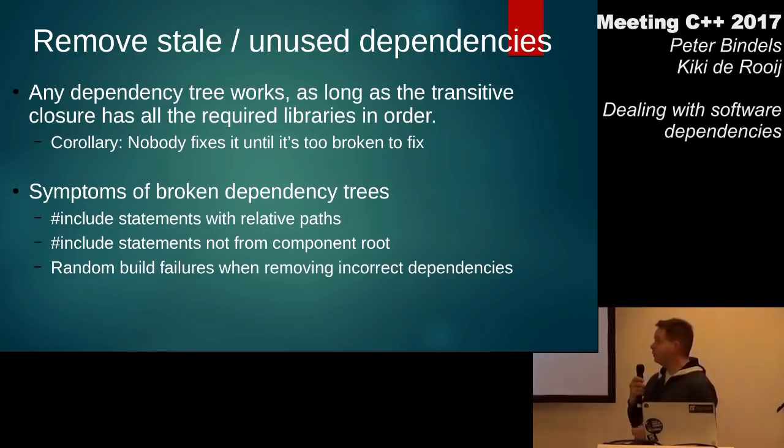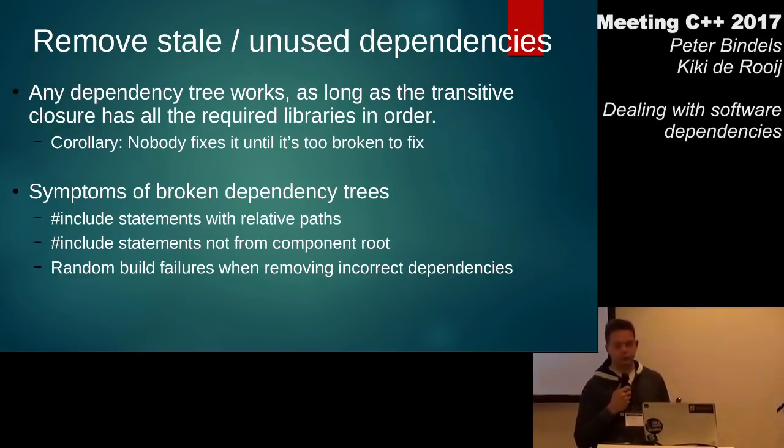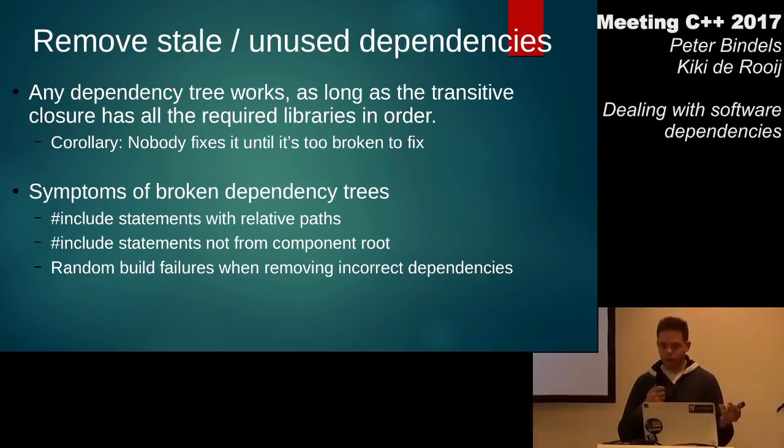And you will get random build failures when you're removing incorrect dependencies or when you're adding one that should have been there. Because somehow the link order changed and things are now not being found anymore because somebody forgot a link, and that's the reason why it's now in a different order and it's broken.